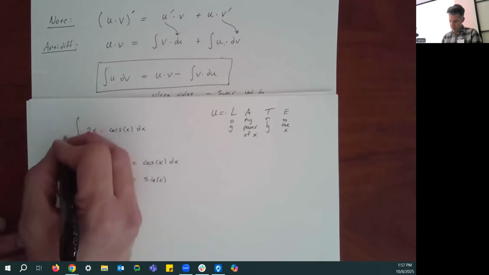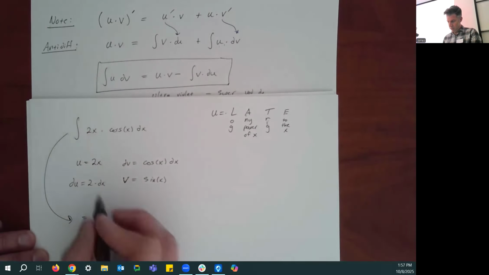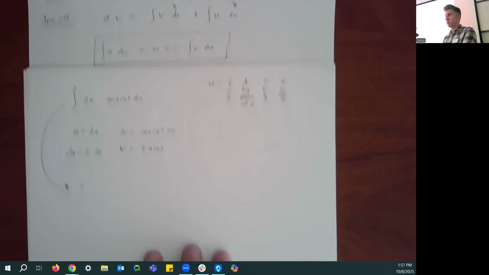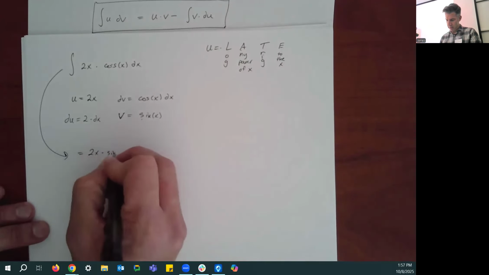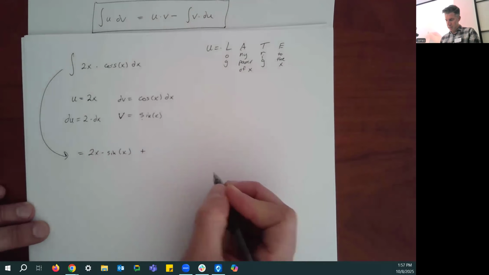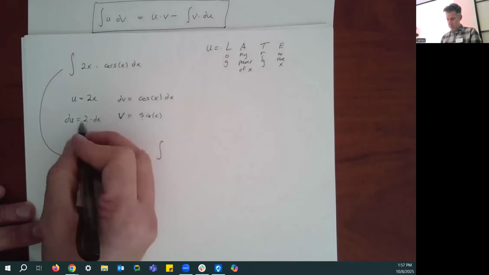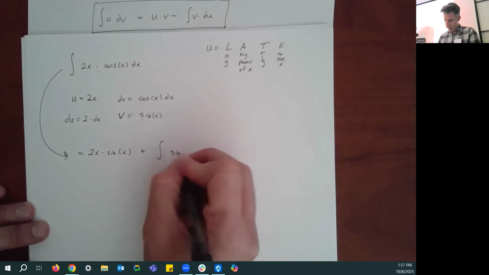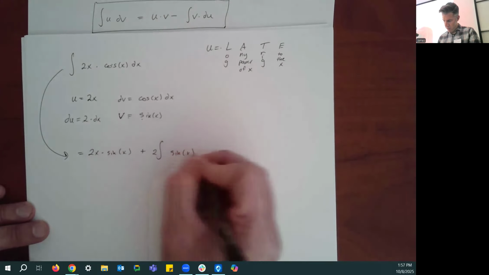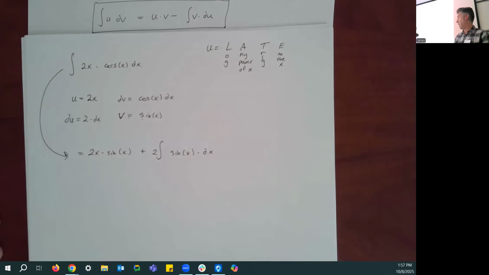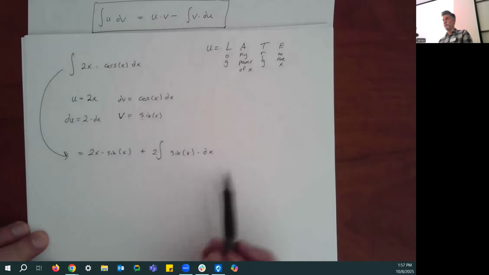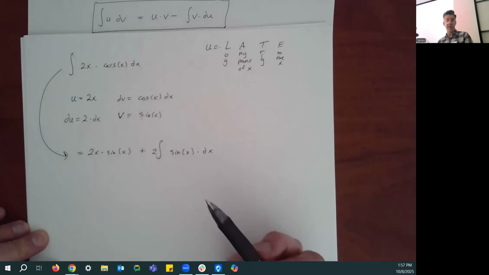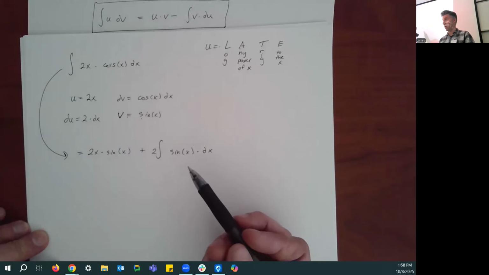So we're going to rewrite this as being equal to u times v. We don't actually write u times v, though. You just write what u is equal to times what v is equal to. So it's 2x times sine of x plus the integral of v times du, sine of x times 2 times dx. And look, the integral in our new expression is something we can actually deal with. We know how to find the antiderivative of sine of x.